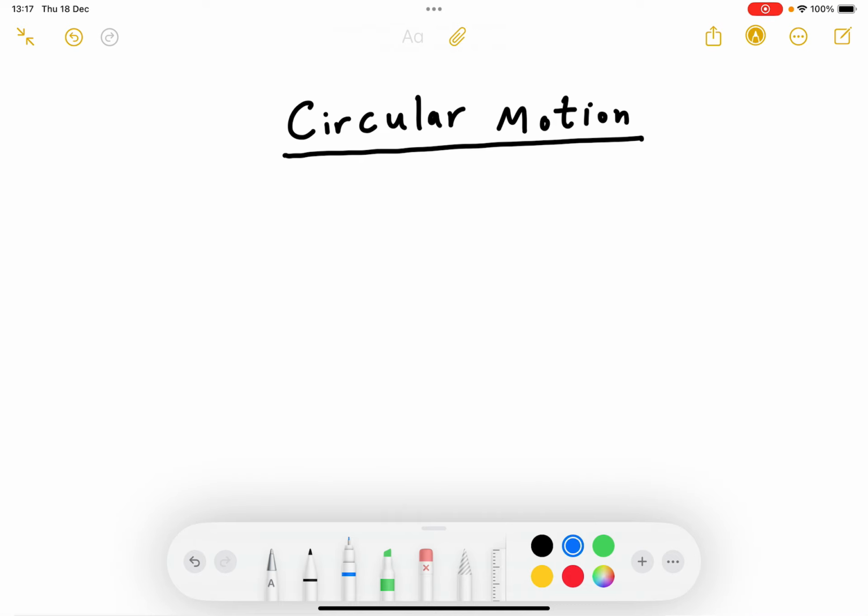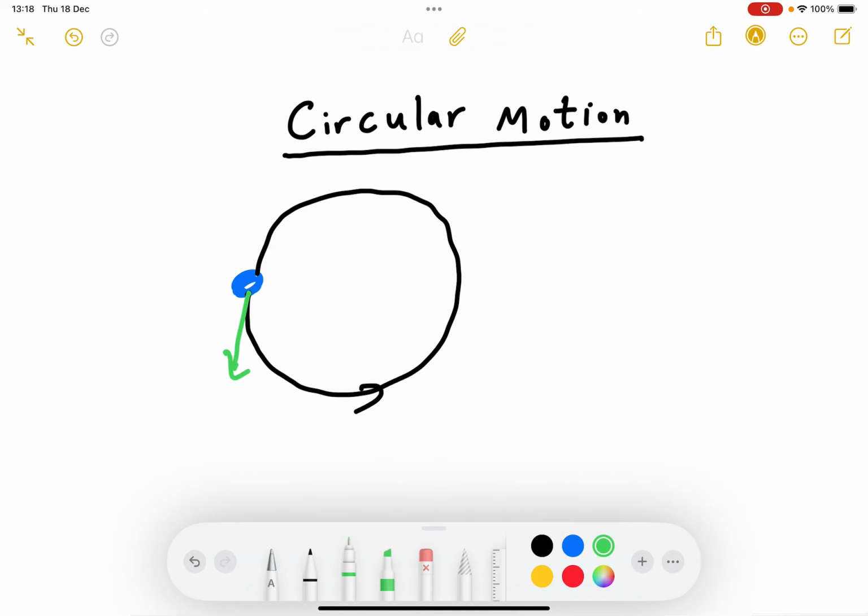So we're going to imagine an object moving in a perfect circle, which of course I can't draw, moving along at constant speed. Remembering speed is a scalar quantity, so the amount of distance it travels per second isn't changing. However, of course, its velocity is changing. So if we look at it in another location, the direction of the velocity has changed.